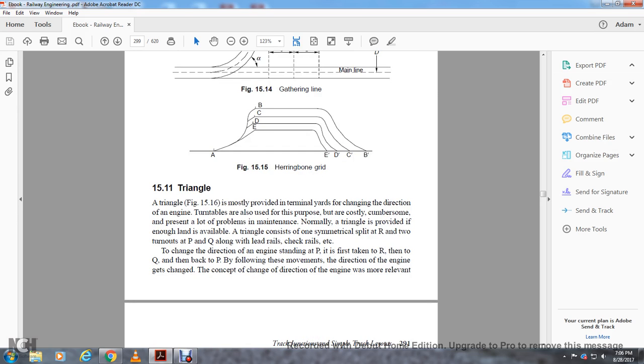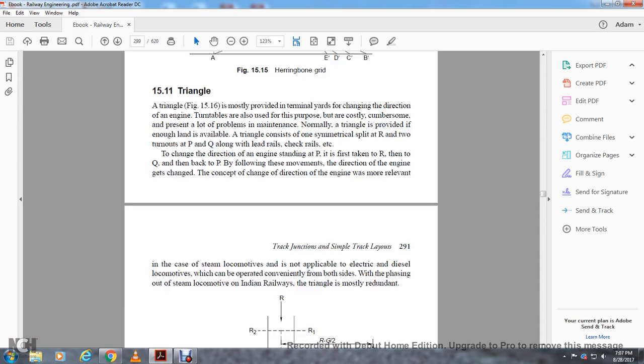A triangle is mostly provided in a terminal yard for changing the direction of the engine. Turntables are usually costly and cumbersome, and present a lot of problems in maintenance. Normally the triangle is preferred. The triangle is considered symmetrically split with the R turnout, the P and Q, along with the lead rails, the check rails, etc. To change the direction, the engine standing at P moves first to the angle, then R, then Q, then back to P. Following these movements, the direction of the engine gets changed.